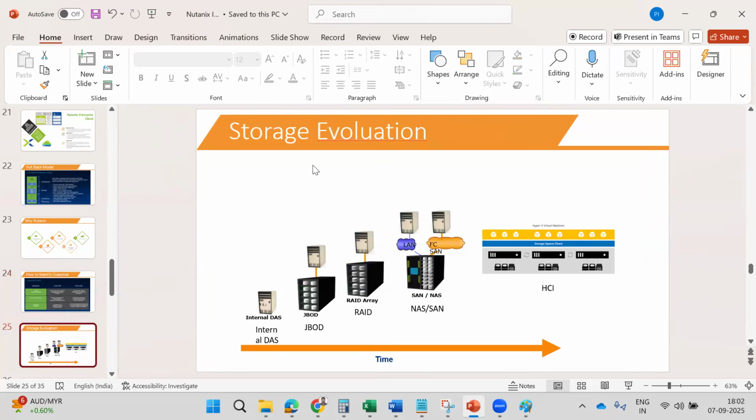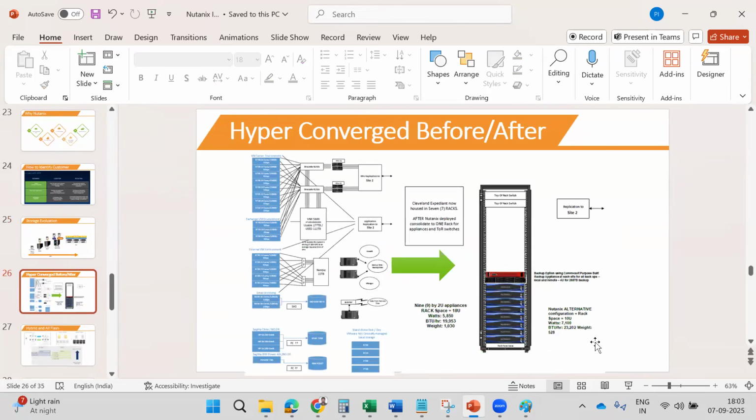Okay. And if you see the storage evolution, we started from DAS, then we moved to a bunch of disks, then RAID, and then SAN. Now we are into HCI. Each and every technology has some advantages and disadvantages, but every technology sorts out the disadvantages of its previous technology. So we are finally in HCI, which replaces the disadvantages of these different technologies.